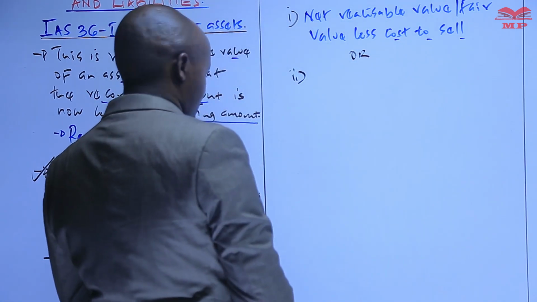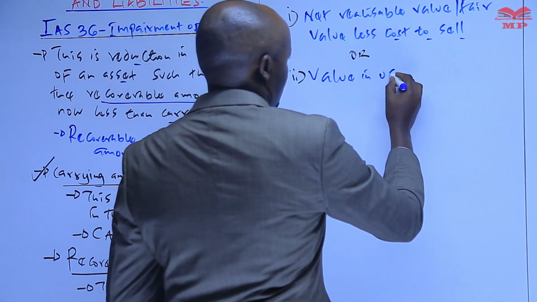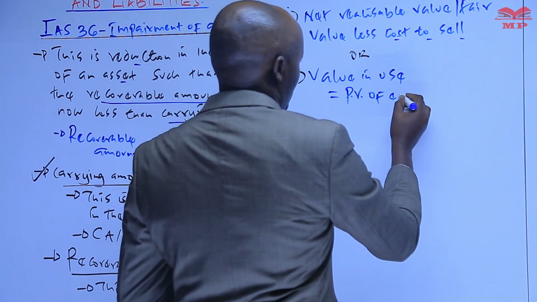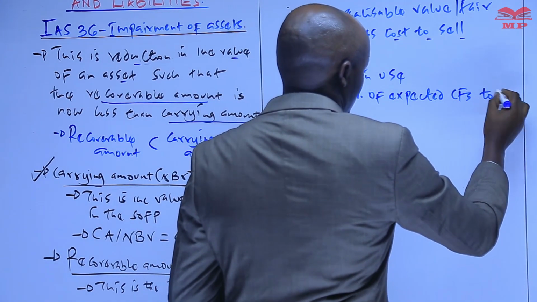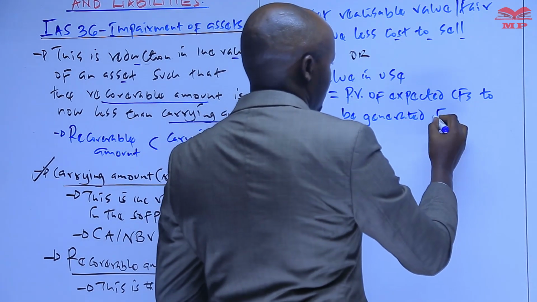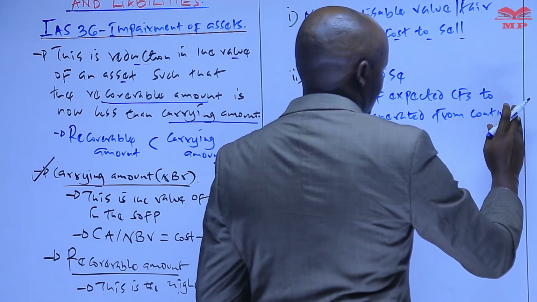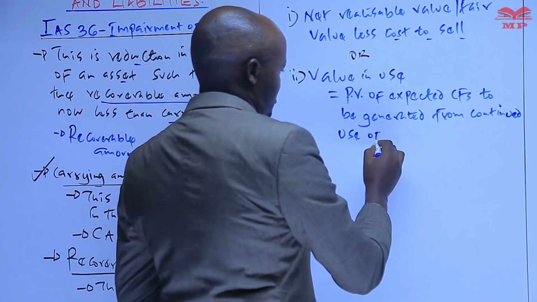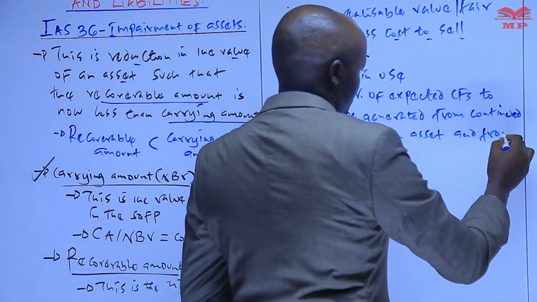something known as the value in use. So in this case, when we talk about the value in use of an asset, this is the present value of the expected cash flows to be generated from continued use of the asset, and from its disposal.